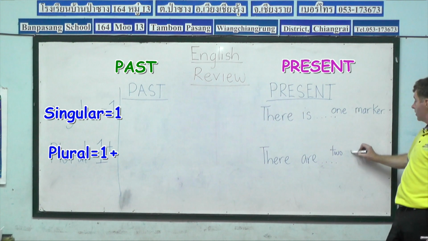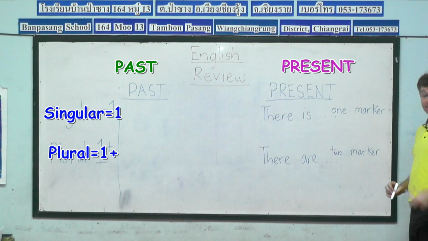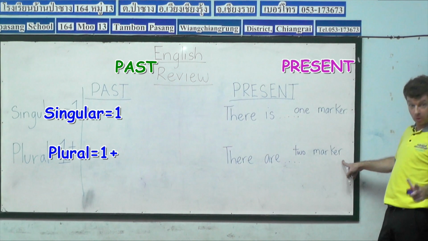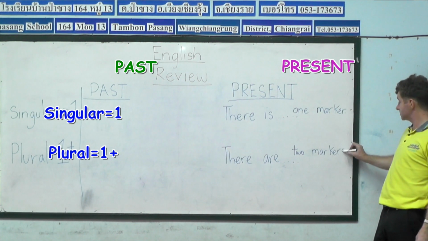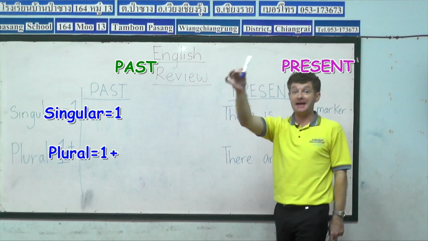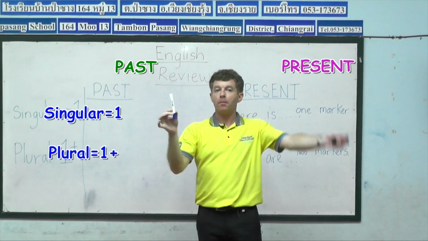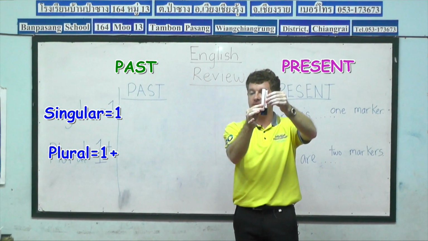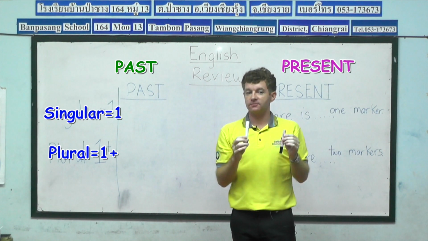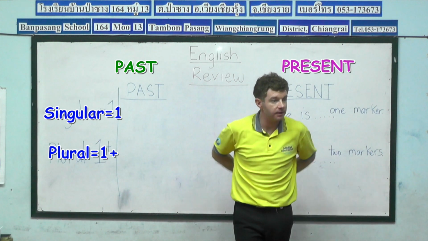And then, for this example, we can say two. Excellent. Is that correct? No. Why is it not correct? Plural objects, plural nouns. So, present tense, singular, there is one marker. Plural objects in the present tense, there are two markers.